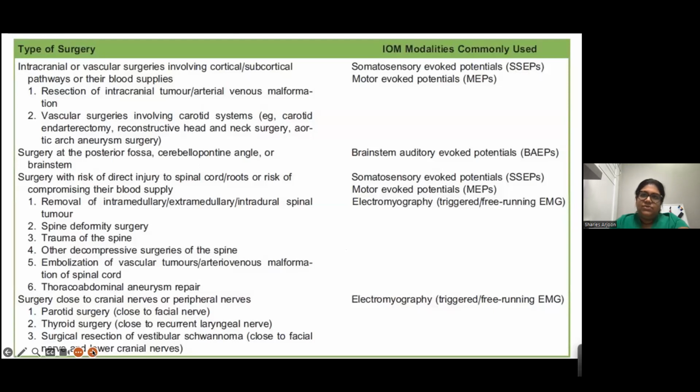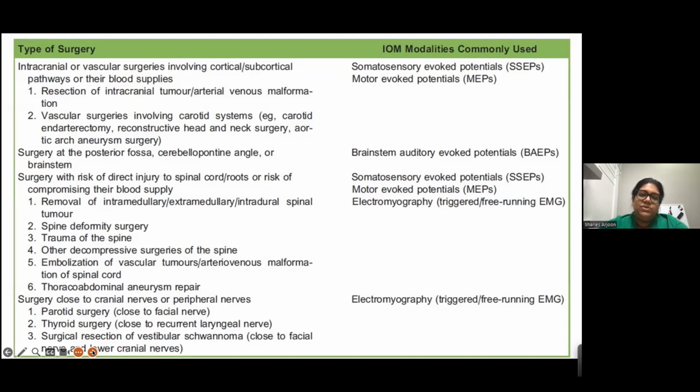So this table shows us the commonly used intraoperative monitoring modalities and the type of surgeries that they would be used for. For example, in intracranial or vascular surgeries involving cortical or subcortical pathways or their blood supplies, for example, with resection of intracranial tumors or AVMs, or vascular surgeries involving the carotid system, SSEPs and MEPs can be used.